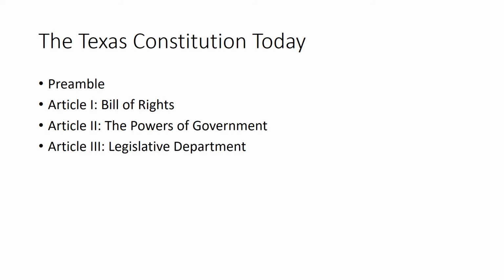Article 3 is the legislative department. Article 3 creates and puts the legislative power into two chambers, the Senate and the House of Representatives. We'll discuss formal qualifications and the manner of election for both the senators and the House reps at a later date this semester.